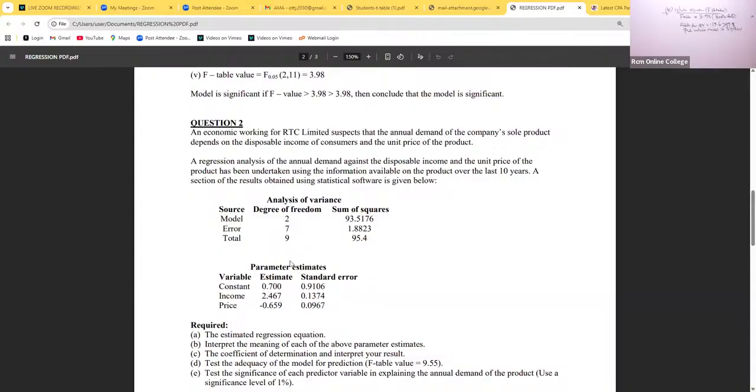Analysis of variance, and then we have parameter estimates here. They want us, A, to give them the estimated regression equation. Please help Mwalimu write that equation. Remember, this semester we are very, very serious with this paper. Just write it, even if you don't get it right. So long as you've tried, that will be good.